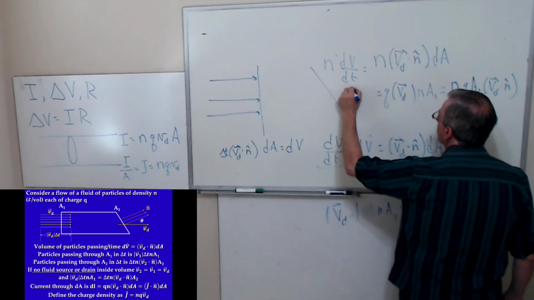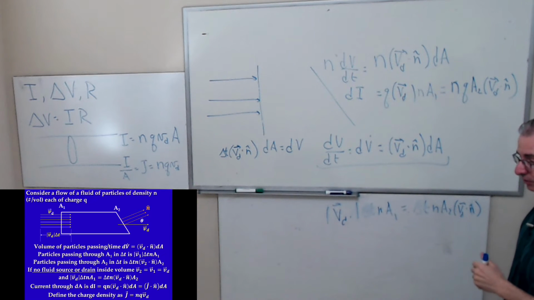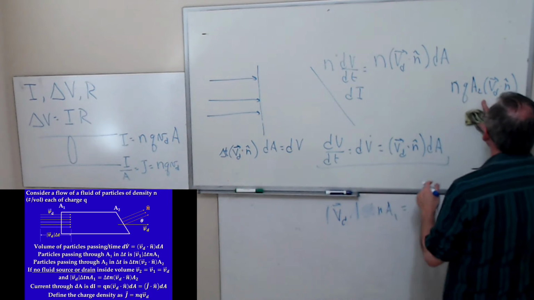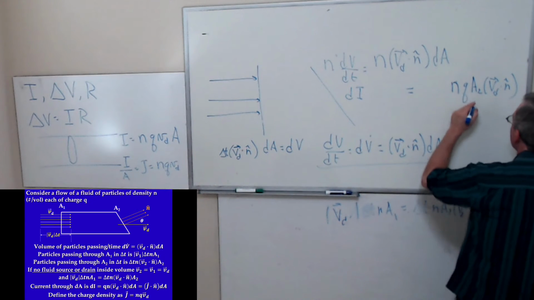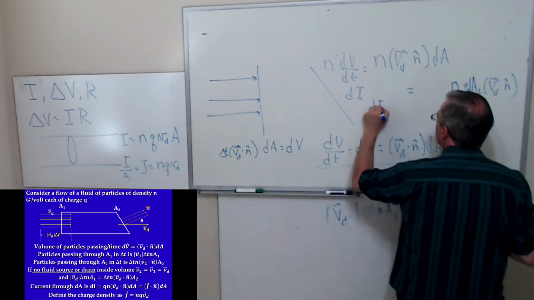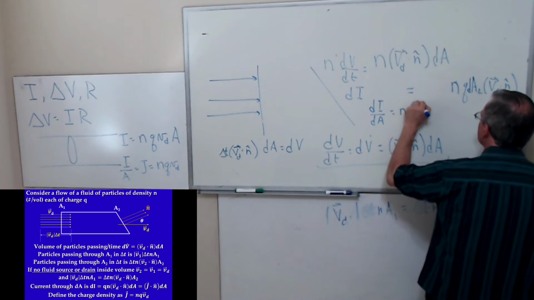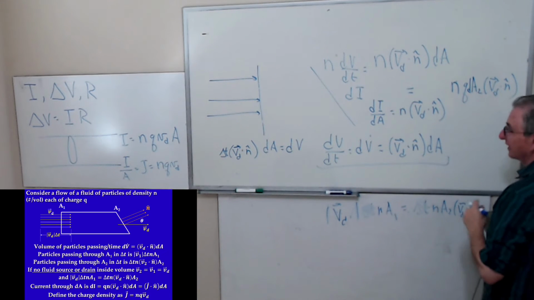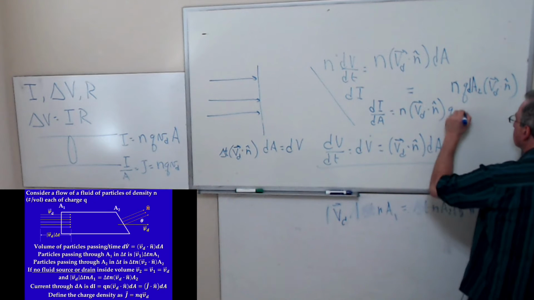And this is the amount of current dI in a volume dV per unit time. Let's focus on this term. If I divide both sides by A, if I do this infinitesimally, then dI/dA, the current per unit area, is N times V sub D dot N hat, times Q.